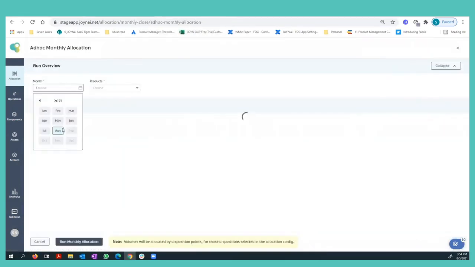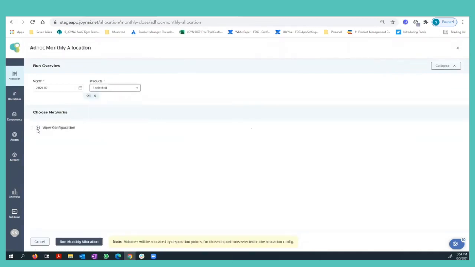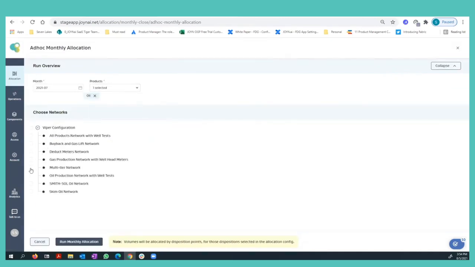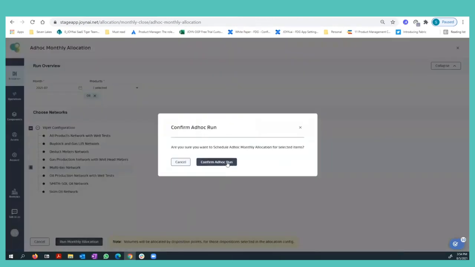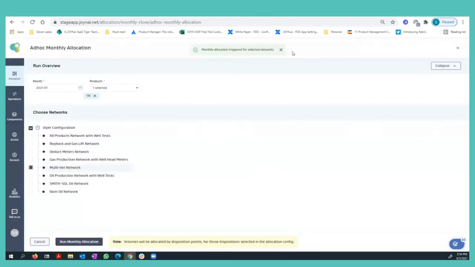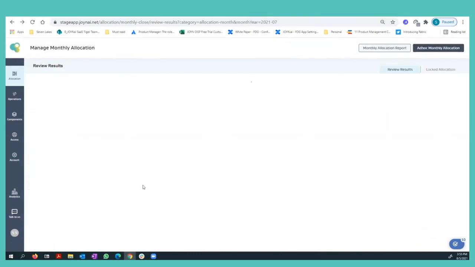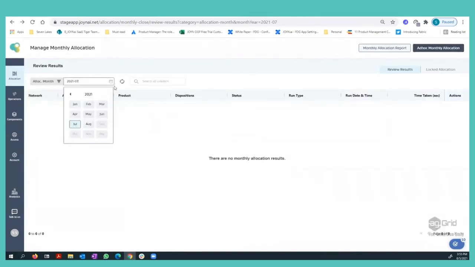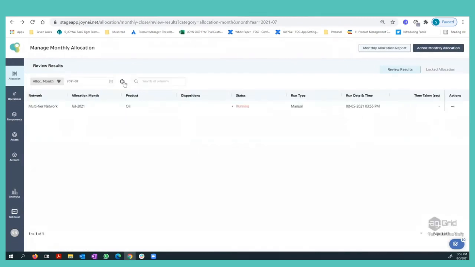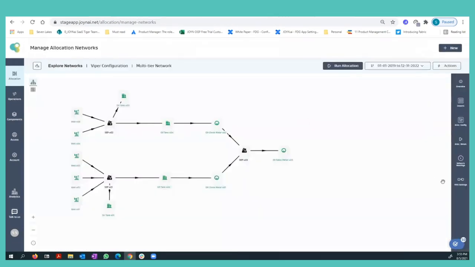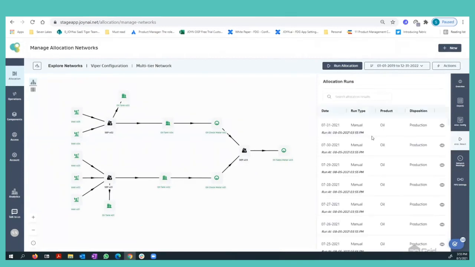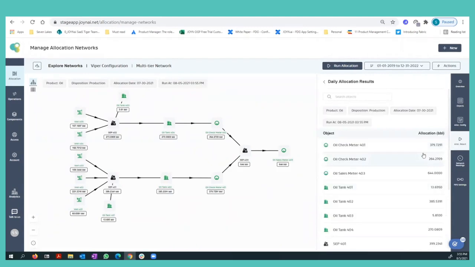Go and run the monthly allocation for that network. Wait for this allocation to finish. And we can actually check. You can see the override setting here. You would also notice the same when you're actually seeing the results here.